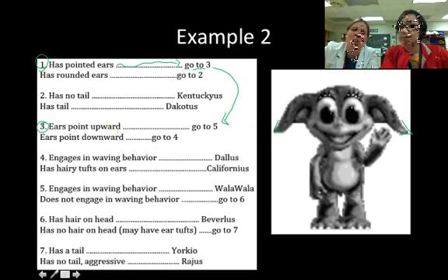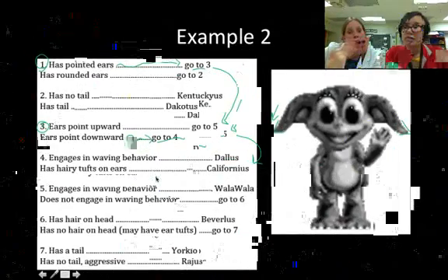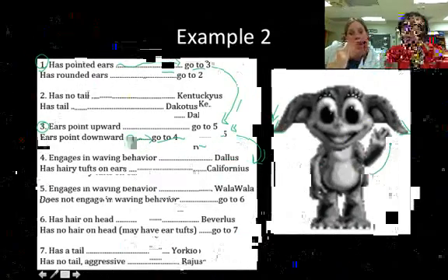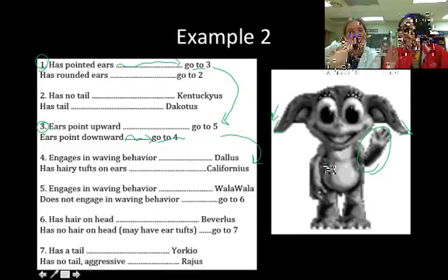All right, what do I got to do? Are ears pointed upwards or are they pointed downwards? These ears are a little bit droopy. They're definitely pointed down. So I'm going to make that choice and I'm going to go to number 4. All right. And for number 4, all we have to do is engages in waving behavior or has hairy tufts on the ear. And if I take a look at my image, clearly this little guy is waving. So we're going to follow it over to the right.